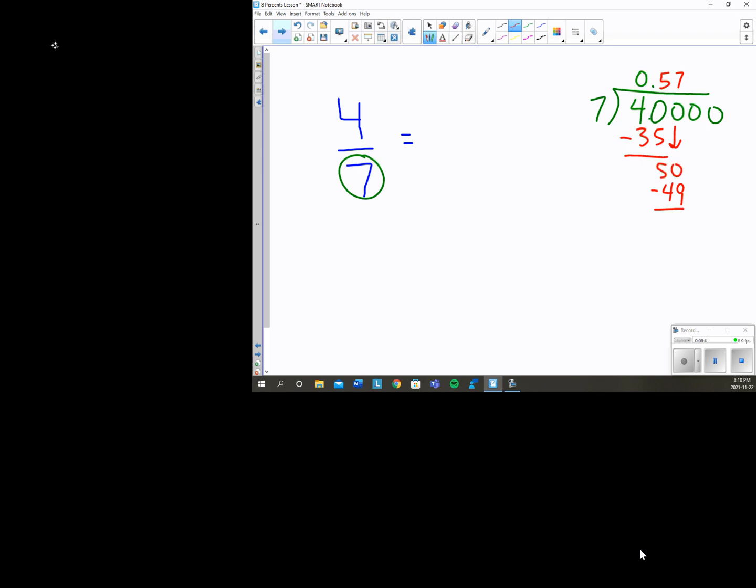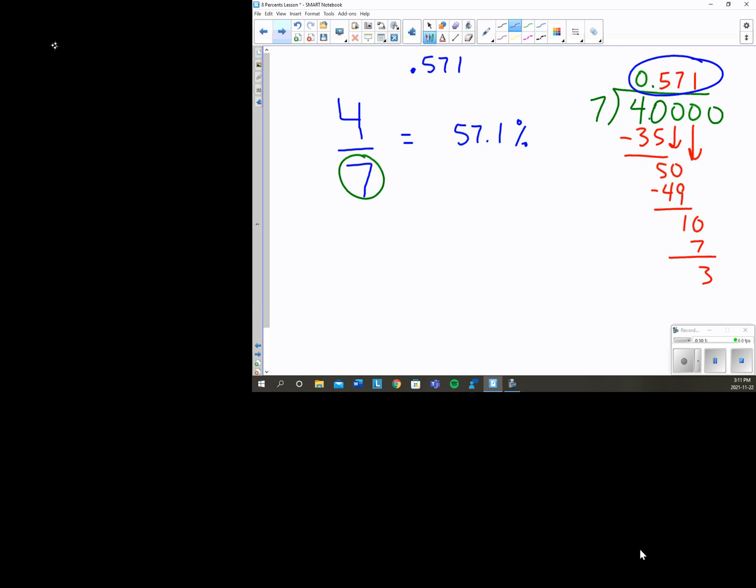It's really close. It's only a difference of 1. And 7 into 10 goes once. 1 times 7 is 7. A remainder of 3. I'm just going to stop there because I've got 3 decimal places, which is plenty to find the percentage. Basically, as a decimal, that's 0.571. And as a percentage, again, move it over 2 places, that's 57.1%.